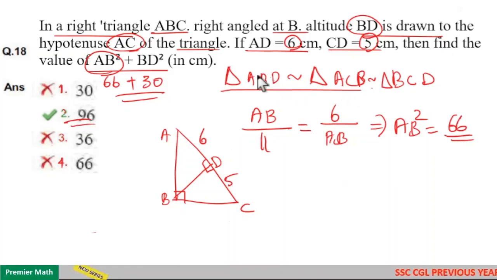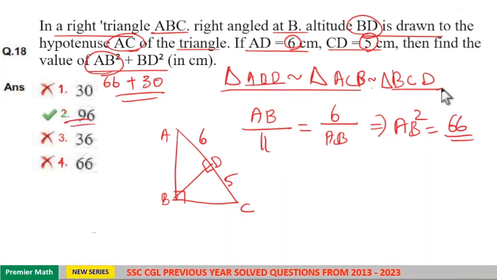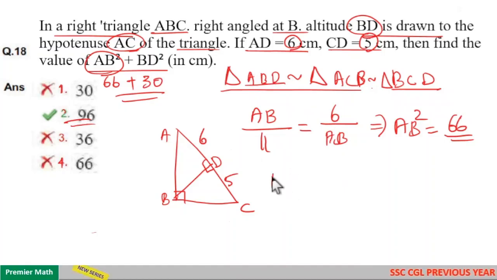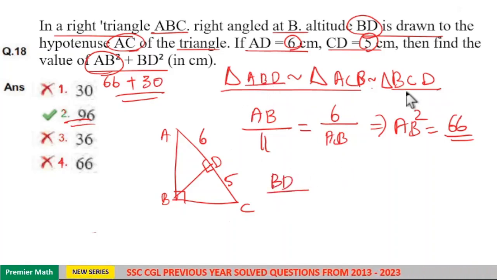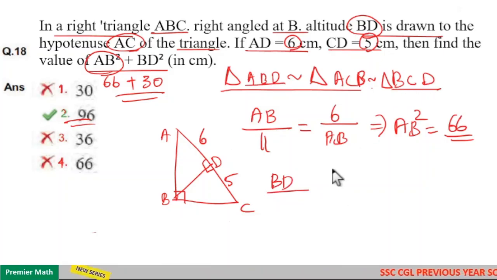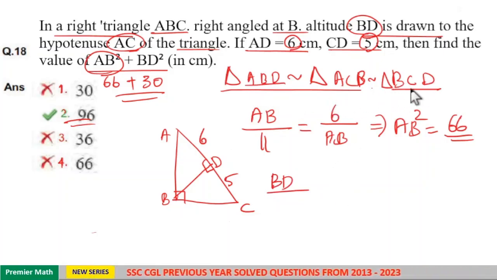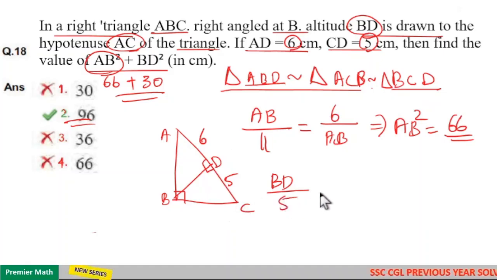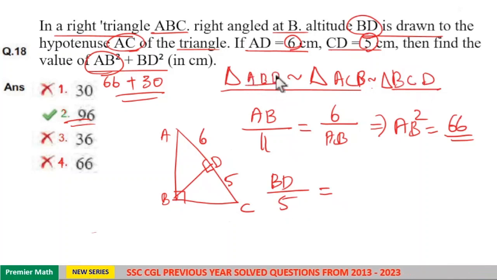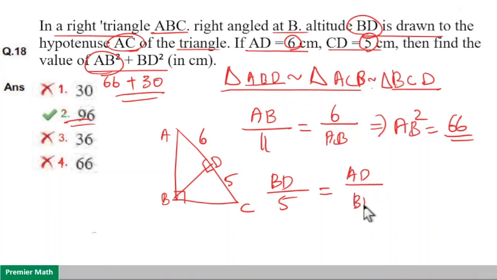That is, from these two triangles, you can find BD. Here BD from this triangle, and here the corresponding side to BD is equal to CD. So CD is 5, which is equal to, here you can take BD from here. So we have to take AD from here. So AD divided by BD. Now AD is equal to 6 here. So BD square is equal to 30.